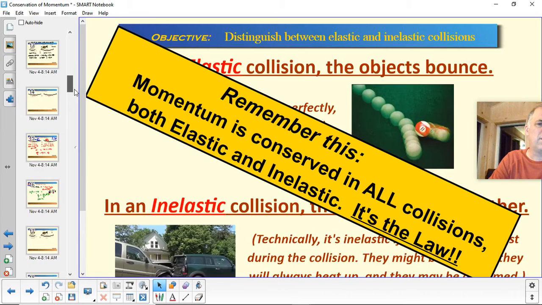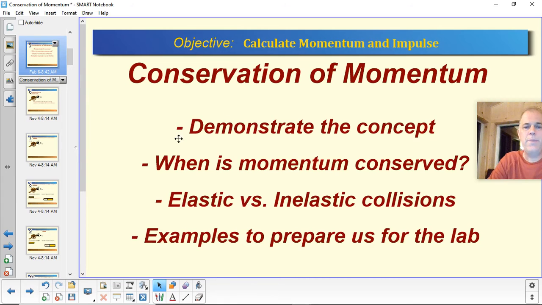So we learned about conservation of momentum. We demonstrated it by thinking about a cannon that is firing. We saw that momentum is conserved always, always, always in all systems. If momentum leaves one object, it has gone to another object. If it appears in one object, it has come from a different object. That's just how it works. We distinguished between elastic versus inelastic collisions, and we learned equations that work for each of those. And this is going to get you ready for the lab.